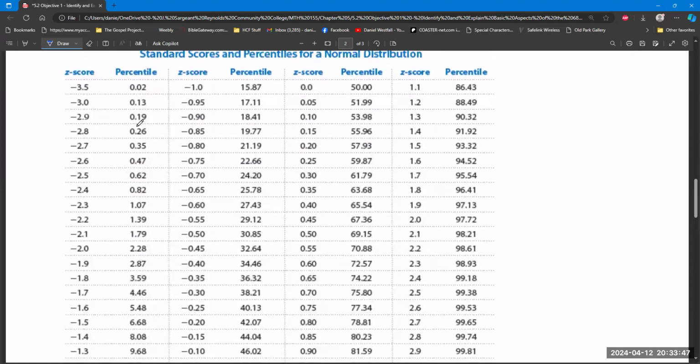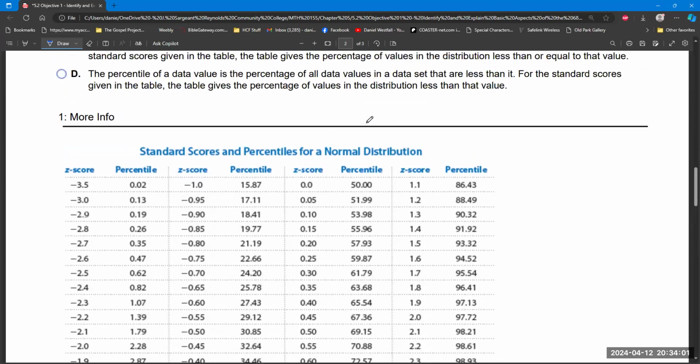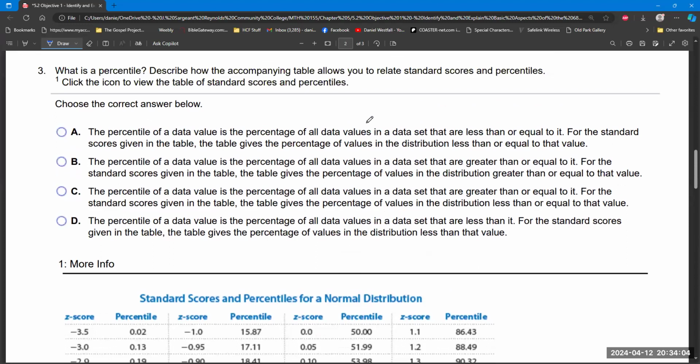You see that as you go further to the right, you get more area to the left. That makes sense. And you see that at 0 right here at the mean, there's 50% to the left, which means there's going to be 50% to the right. That makes sense as well. But let's come back to our definition here. The percentile of a data value is the percentage of all data values in the data set that are less than or equal to it for the standard scores given in the table. The table gives the percentage of values in the distribution less than or equal to that value.